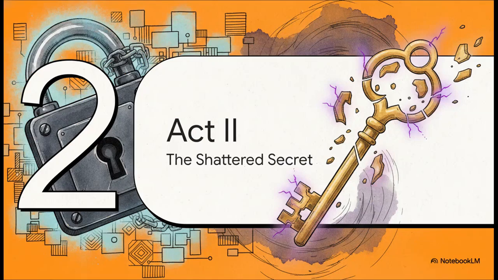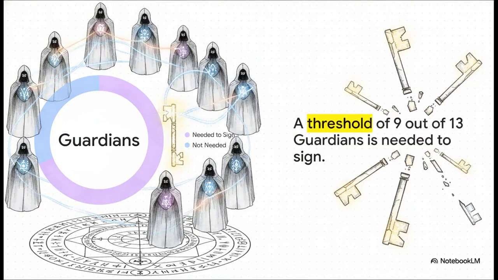Which brings us to Act 2, the shattered secret. So instead of letting any single entity hold that secret number of bounces, the private key, the architects decided to completely shatter the secret into fragments using an advanced cryptographic technique called Shamir's secret sharing. They summoned a council of nodes, which we'll imagine as 13 guardians. The master private key was dissolved into 13 distinct mathematical puzzle pieces and distributed among them.